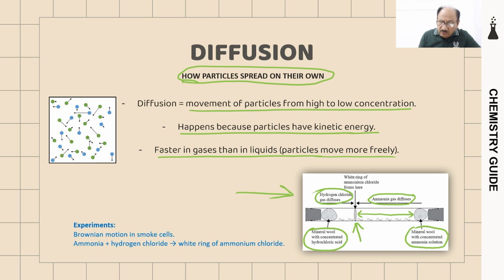So we can say that hydrogen chloride gas molecules are heavier and cover a lesser distance compared to ammonia gas. Diffusion of hydrogen chloride molecules is lesser compared to ammonia gas molecules. Other experiments are Brownian motion in the case of smoke particles, which move randomly. That is Brownian motion, or zigzag motion. And ammonia plus hydrogen chloride forms a white ring of ammonium chloride. The example I have already explained.